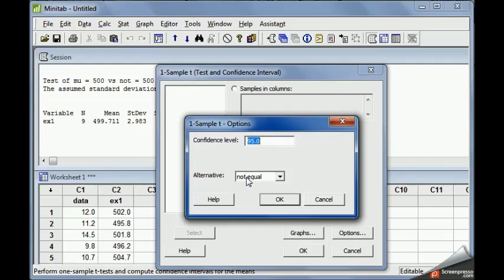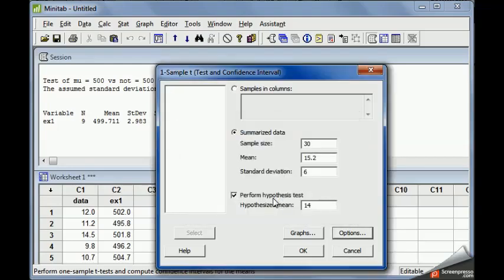Yes, our alternative hypothesis is not two-sided. We have one-sided and a greater than. We have mu greater than 14. Also we notice that we need to set the confidence level to be 99. So we write here 99 as a confidence level. So we just click on OK. And also here we click on OK. All our input is ready.